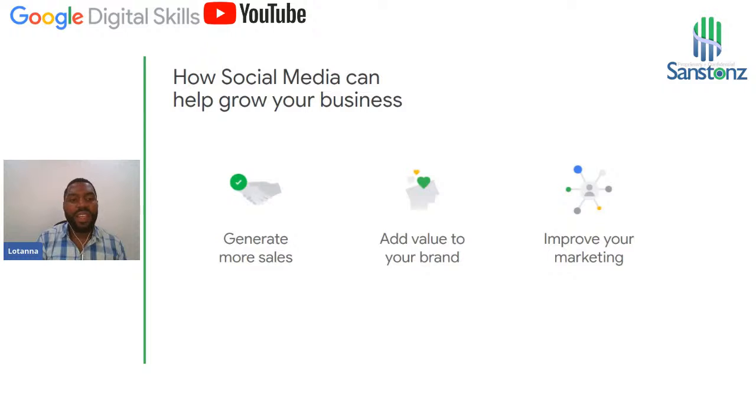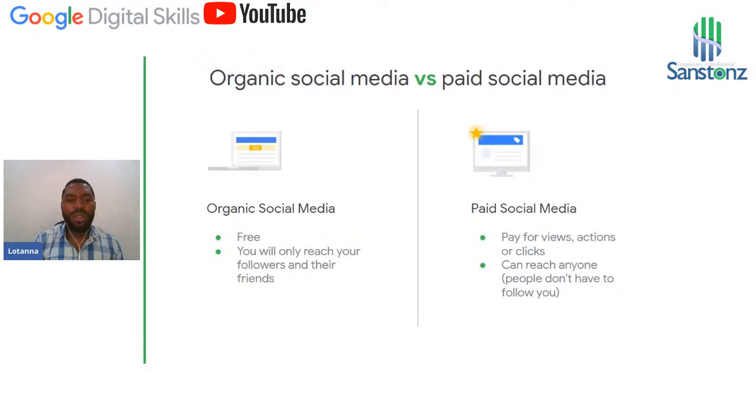So how can social media help grow your business? Of course, social media can help generate more sales for you. It can also help to add value to your brand, and it can also help to improve your marketing. Okay, we all know what social media can do. And then we have organic social media and paid social media.